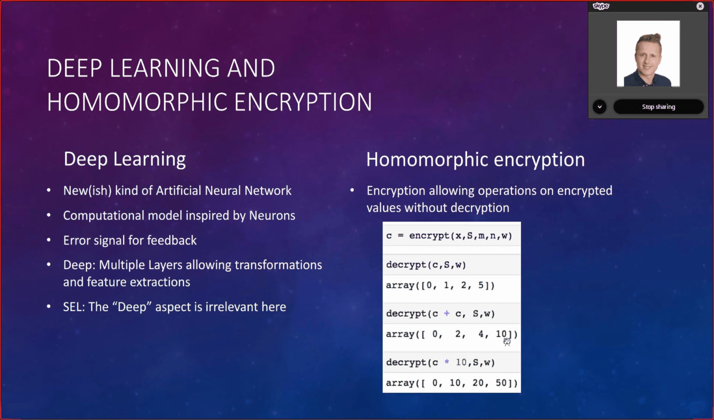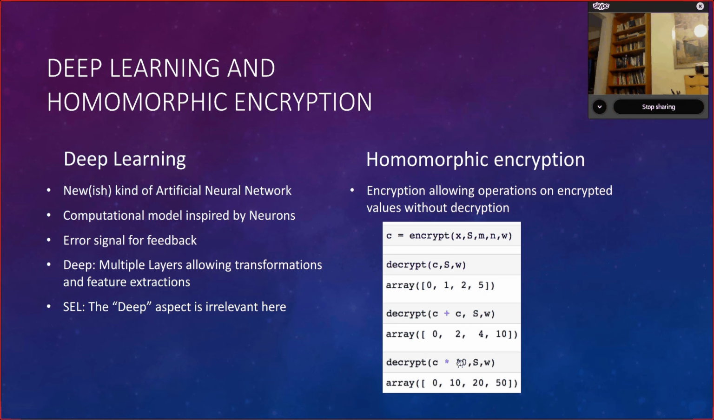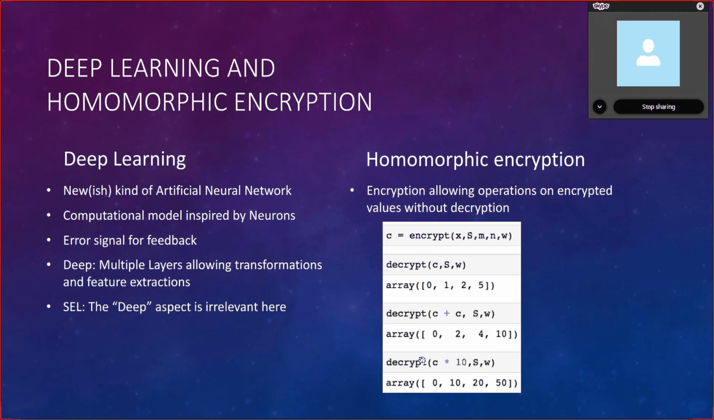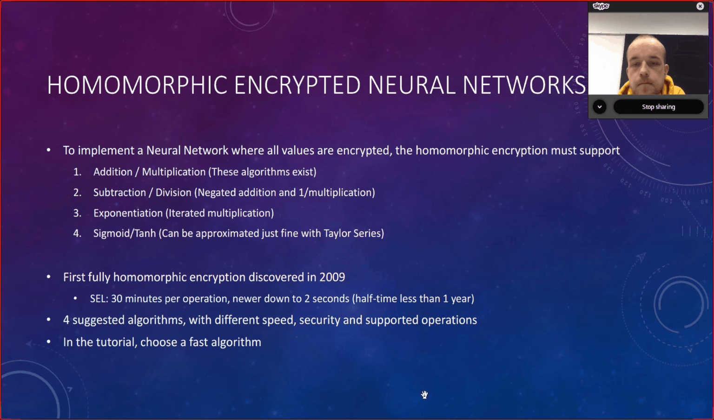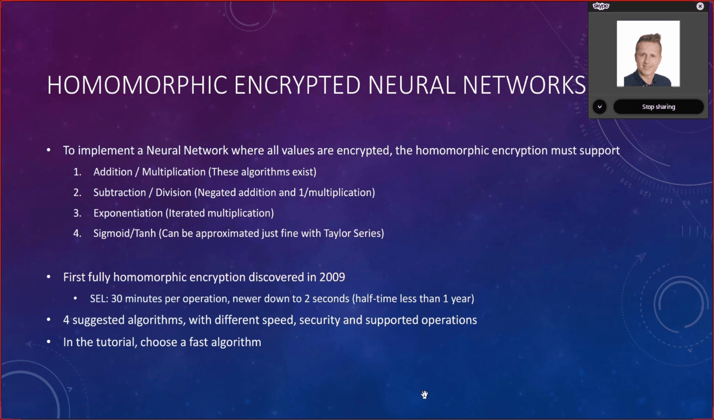You can also multiply with this. You can say we'll have every value 10 times larger while it is encrypted, and then you will get the meaningful results out. And this is something that only happens for homomorphic encryption. It's also something that requires a lot of work to get into, to actually make a homomorphic encryption algorithm.